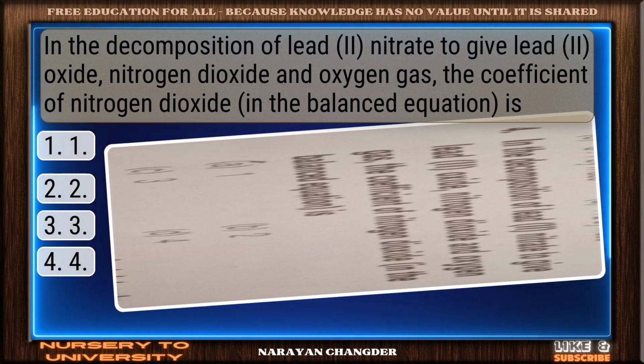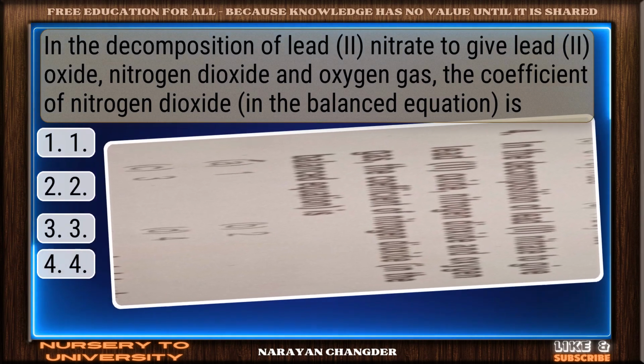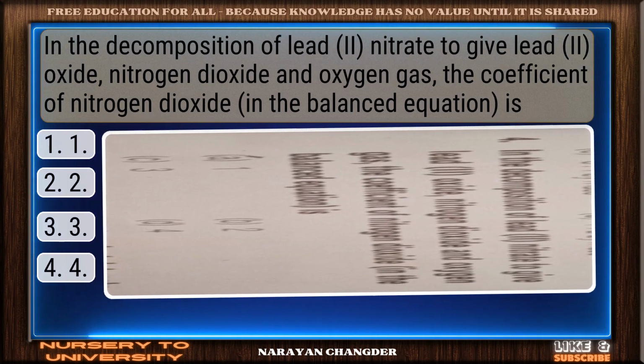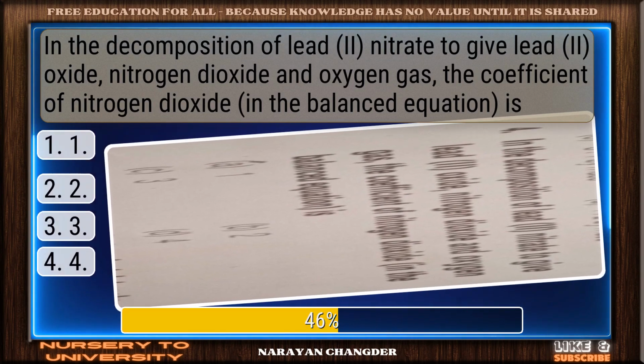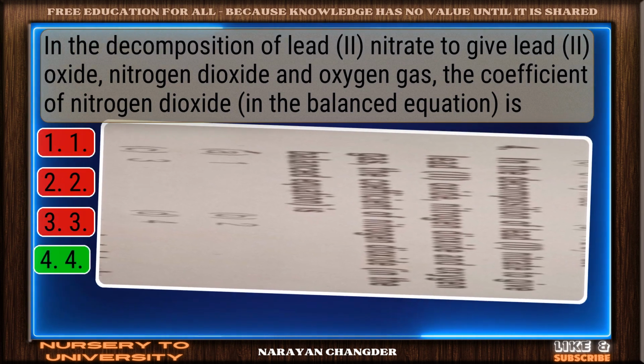In the decomposition of lead nitrate to give lead oxide, nitrogen dioxide and oxygen gas, the coefficient of nitrogen dioxide is? Well picked. 4 is correct.